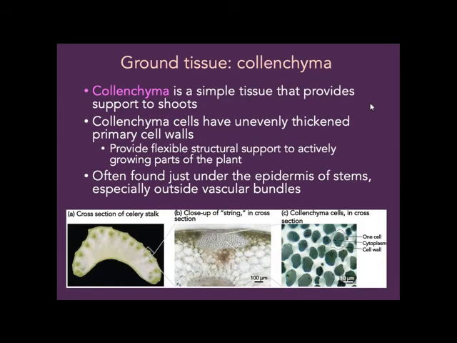All right, the next kind of ground tissue is collenchyma. It's also a simple tissue. What's that mean if it's a simple tissue? One kind of cells. Yeah, one kind of cells. And its job is to provide support to the shoots above the ground. If you look at collenchyma up close, they look kind of weird because they have unevenly thick primary cell walls, so you can see they're kind of weird shapes. Collenchyma cells provide flexible support as the plant is growing. So you often find them just outside of the epidermis of the stem, especially outside of vascular bundles.